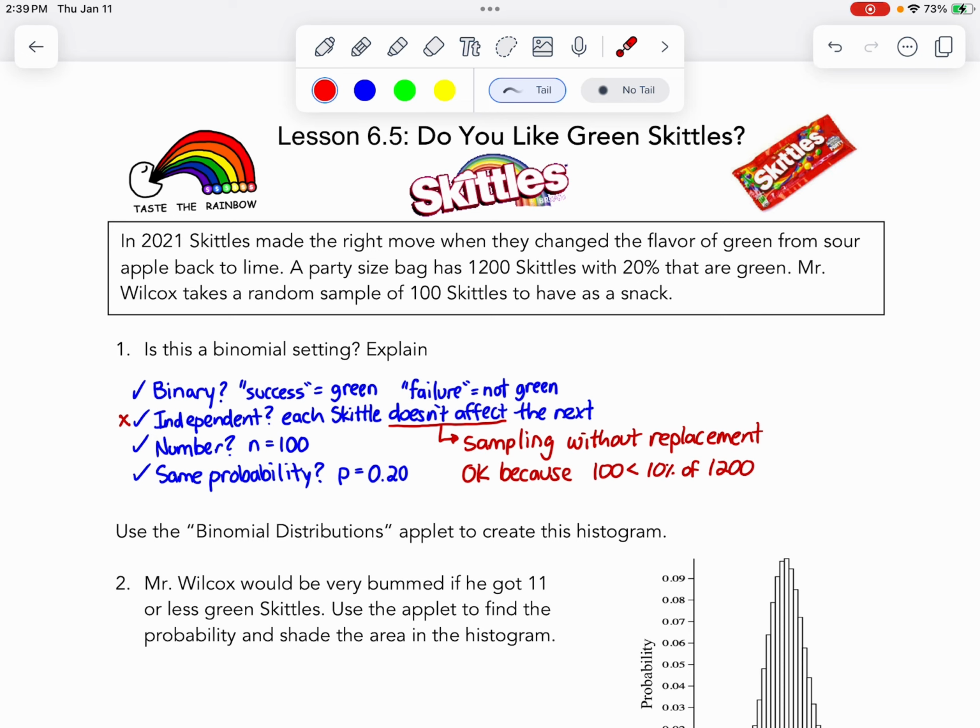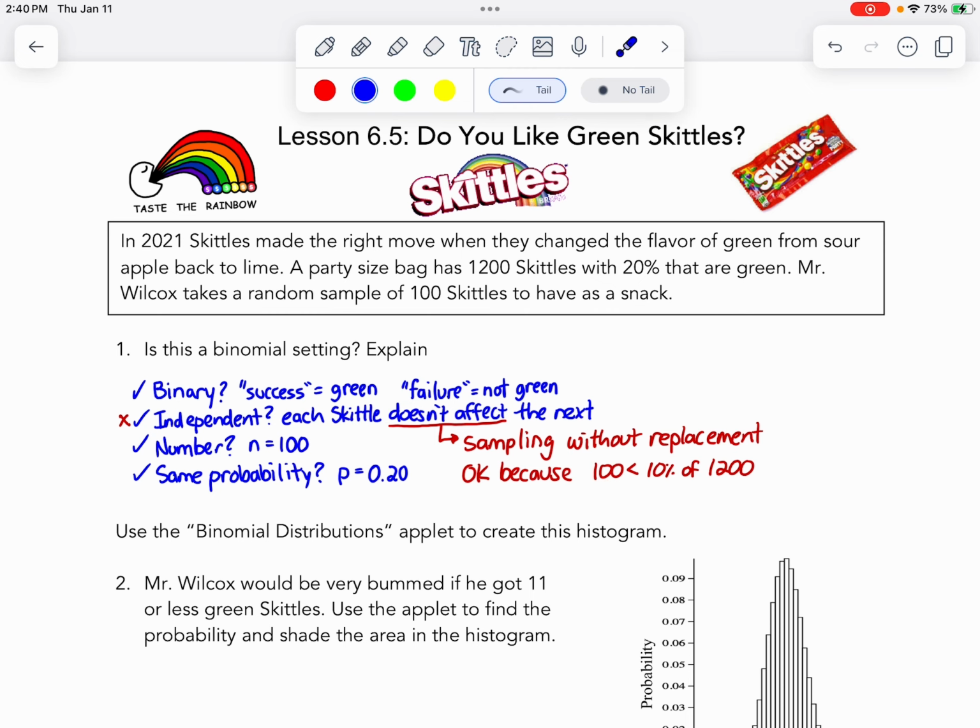I should say this carefully. Each Skittle does not significantly affect the probability of the next Skittle. And the reason is because the sample size here, or the population size, is so large, and I'm only taking out 100 Skittles. So the probability is not changing very much, even though I'm not replacing the Skittle. The cutoff here is 10%. 100 is my sample size, and that is less than 10% of 1,200.